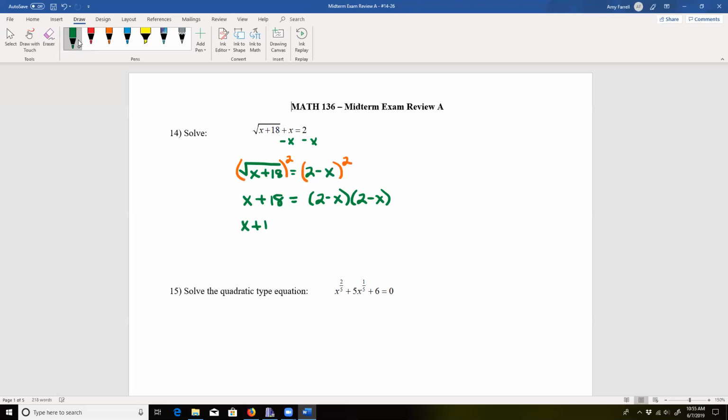So on the left, I'm going to keep x plus 18. On the right, 2 times 2 is 4. 2 times negative x is negative 2x. Negative x times 2 is negative 2x. Negative x times negative x is positive x squared. I do have some like terms that I can combine. So this negative 2x and this other negative 2x are going to become a negative 4x.